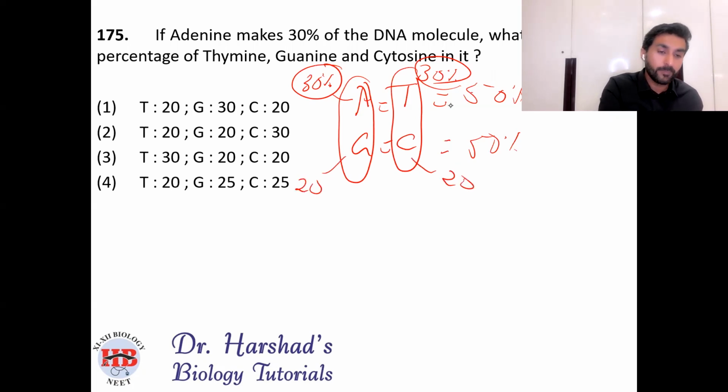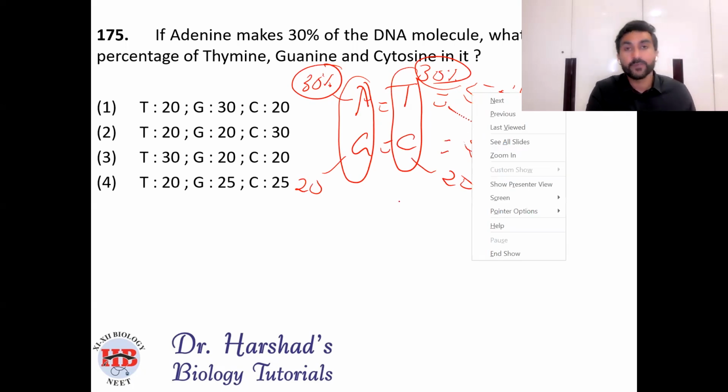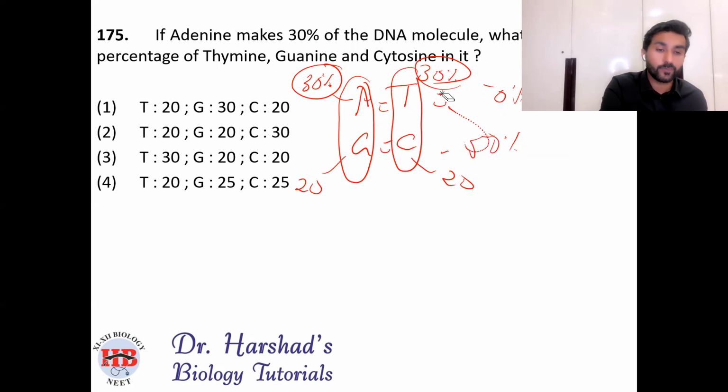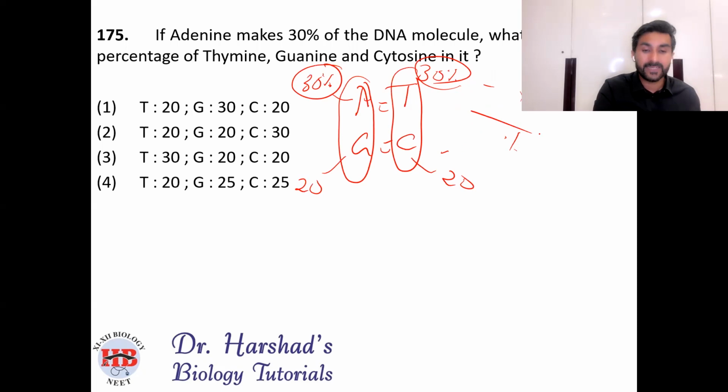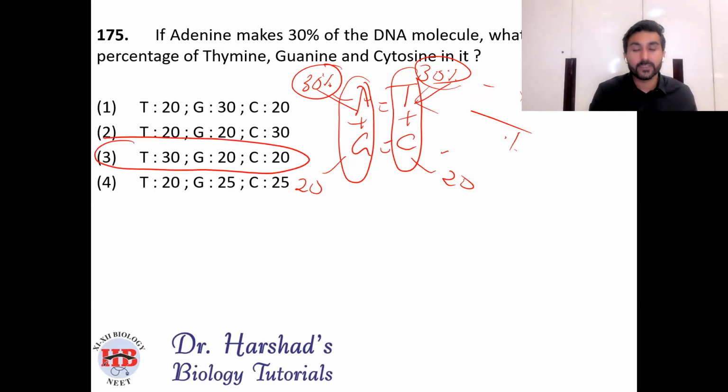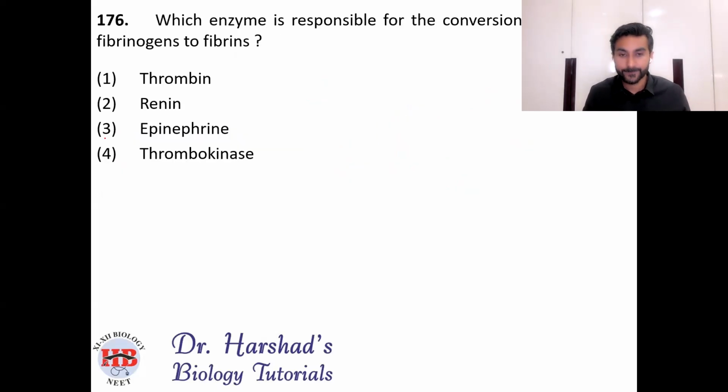If you remember, the purine pyrimidine ratio has to be 1:1. That means A plus G should be 50%, T plus C should be 50%. They've given you the value of A. By that you get the value of T. That is 30%. Once you get T is 30%, you have only one option which fits. That is option number 3.